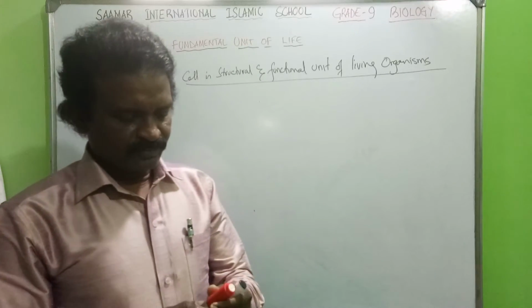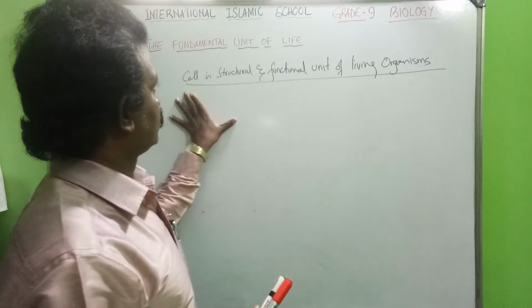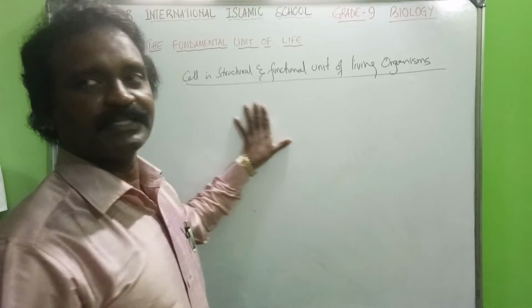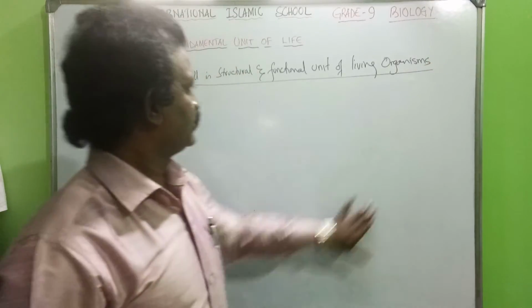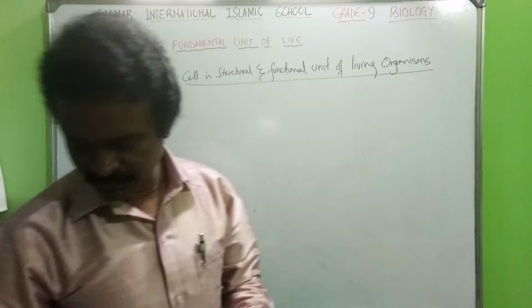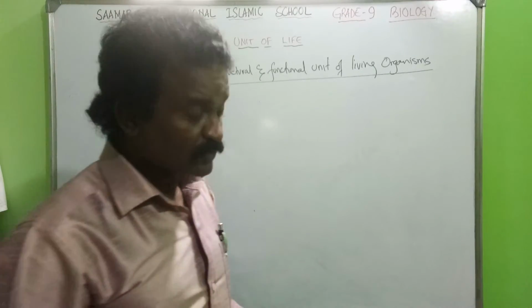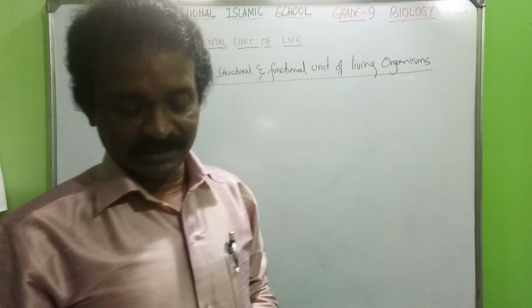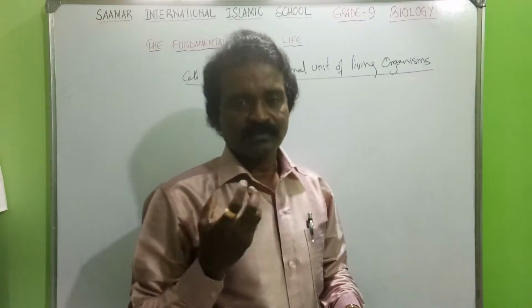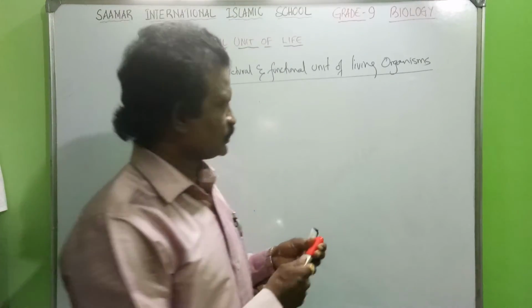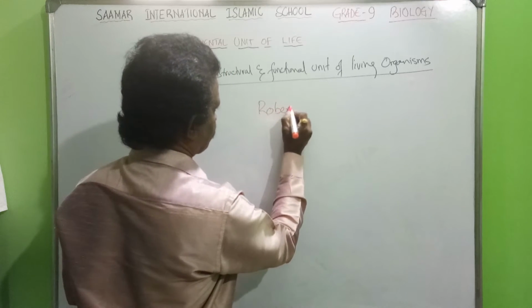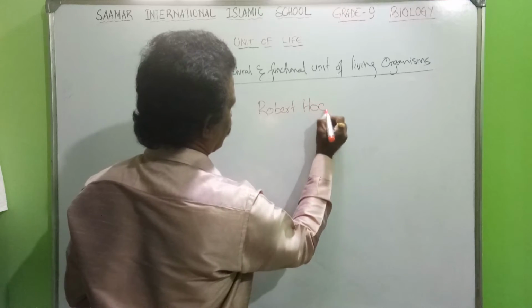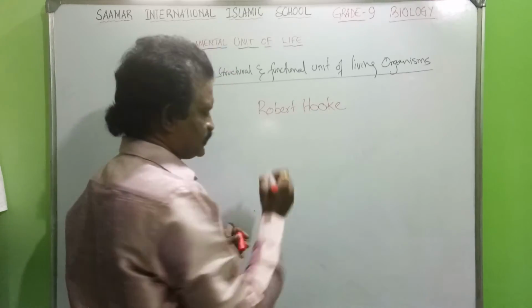Now we should know what the study of the cell is. The study of the cell is cytology. The person who studies the cell is called a cytologist. Okay, cytology. Right. Now, who discovered the cell first? The cell was discovered by Robert Hooke. Is it clear? How did he discover it?